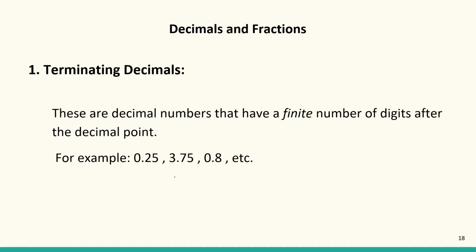Let's see the terminating decimals. These are decimal numbers that have a finite number of digits after the decimal point. So if you have a decimal number that is p dot q r s t and some parts here and then z, you can see that there are a finite number of terms here. So this fractional part is actually terminating. After that z there is nothing. So this is called terminating decimal.